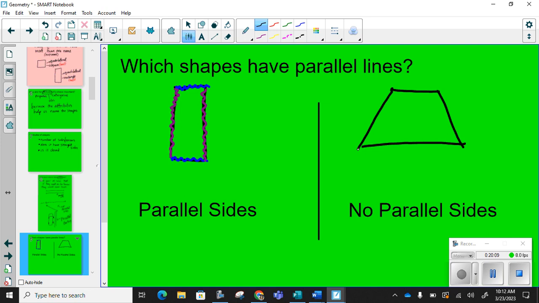Have parallel sides? Right, find top and bottom them. Where are the parallel sides on this shape? Ava, left and right? Absolutely not. Put your fingers on the left and right, right here and right here. If you move them up, will they run into each other? Yes, they will. That is not parallel.